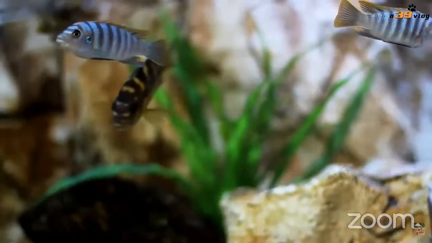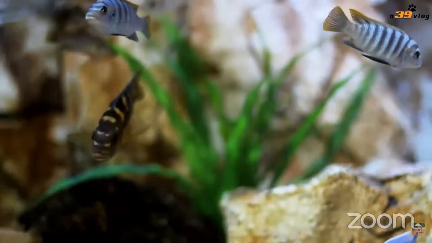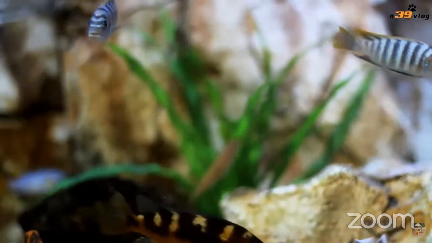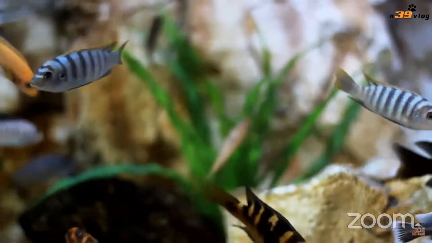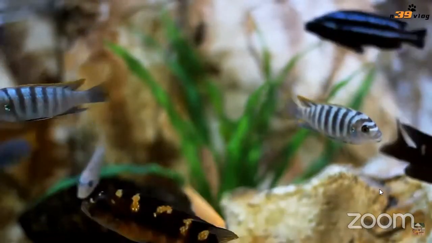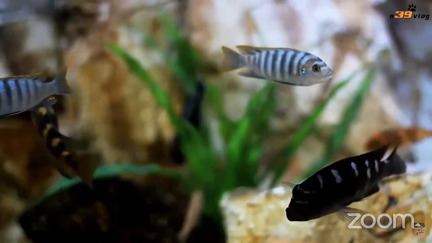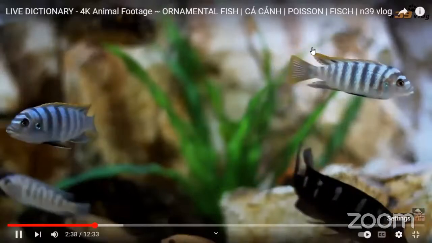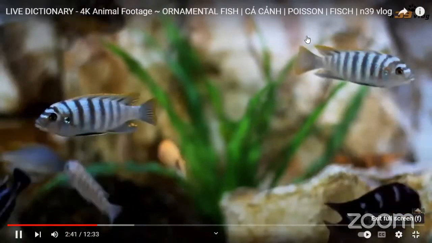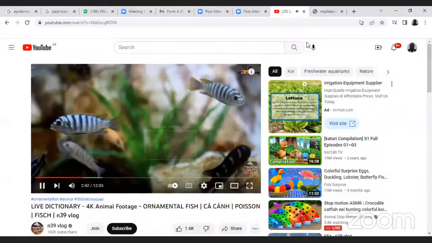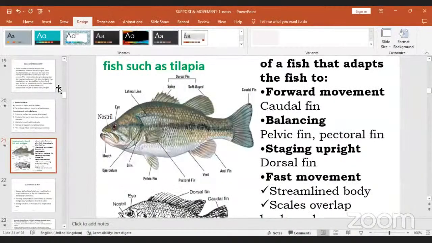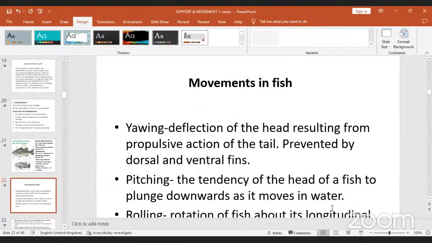You look at the fins that are close to the head, the pectoral and the pelvic fins. It wants to turn, it wants to brake. Okay. So I think that one should be enough. That's about fish.